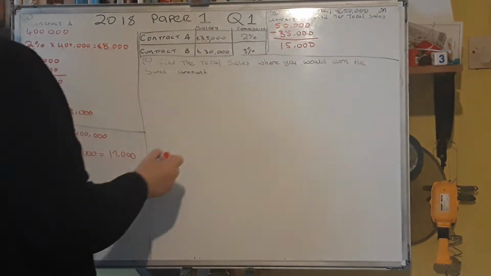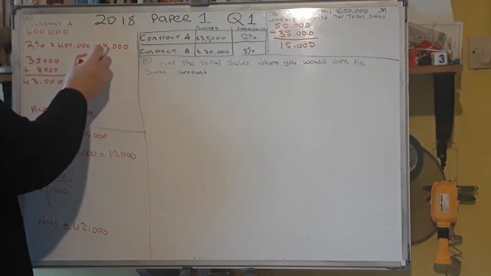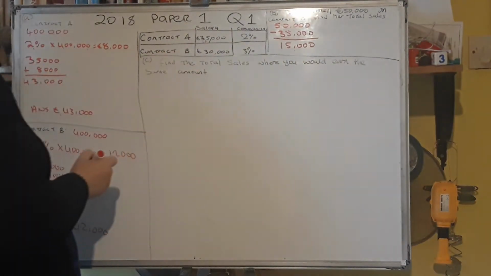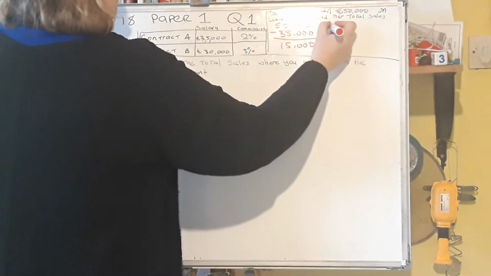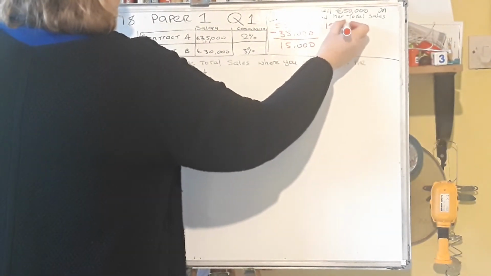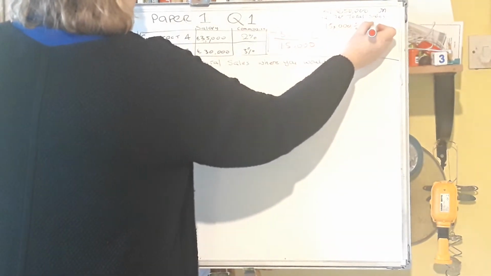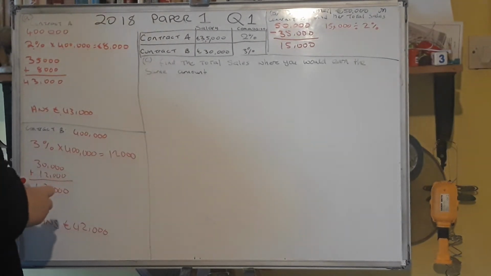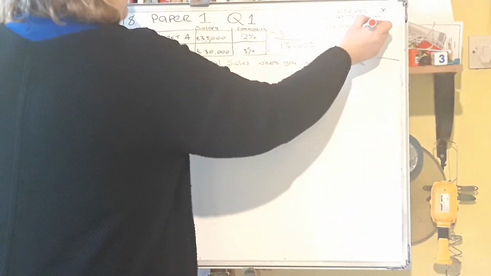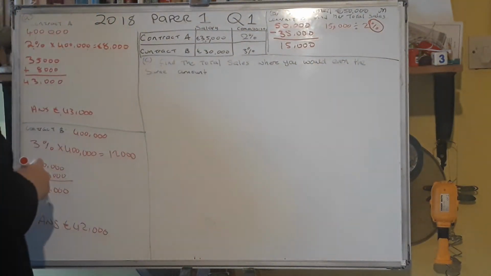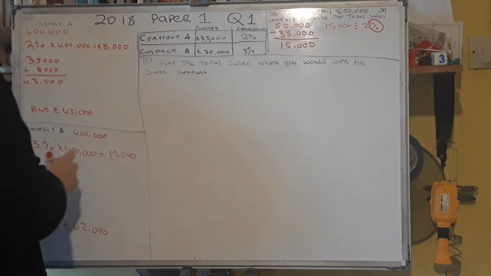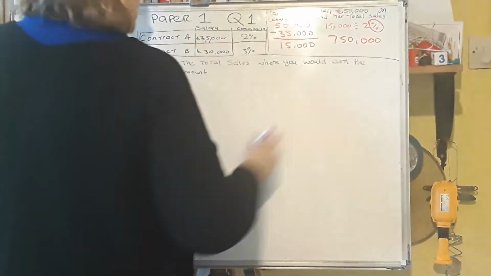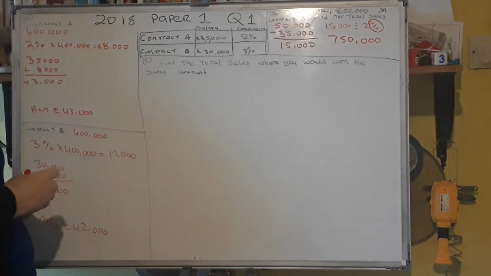Okay, so 15,000. To find out the money, you would multiply the sales by the percentage. But here we already know the money, so to find out the sales, you simply do the opposite. You divide by the percentage. Okay? So it's 15,000 divided by 2%. And don't forget to put in the percent sign, it's really important. When you divide 15,000 by 2%, you get 750,000. So that is how much she sold in that year.